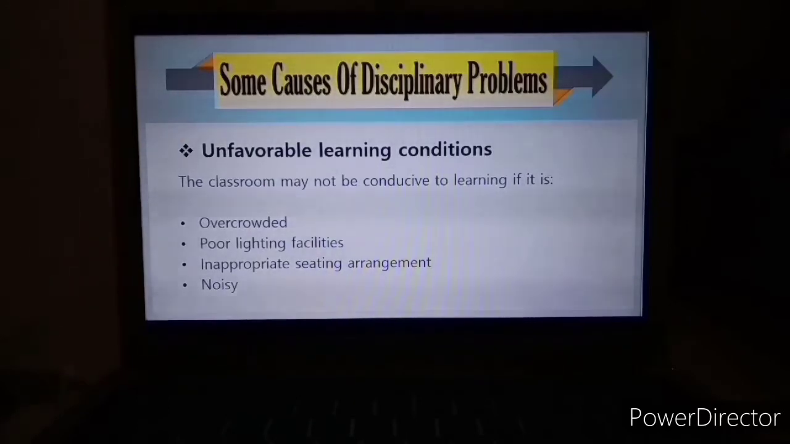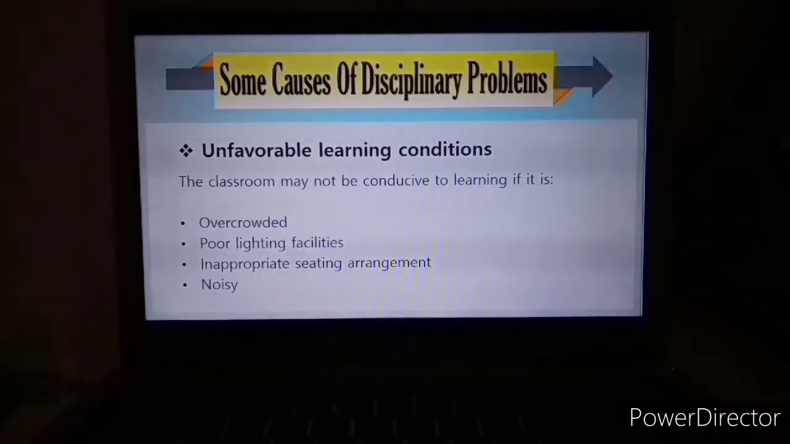Second is poor lighting facilities. If there is not enough light in the classroom, the room looks uncomfortable and gloomy. Also, it can affect the students' performance and participation.